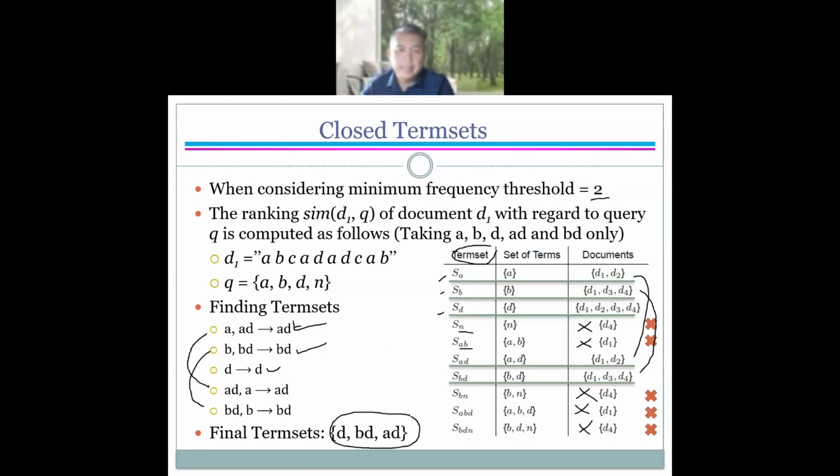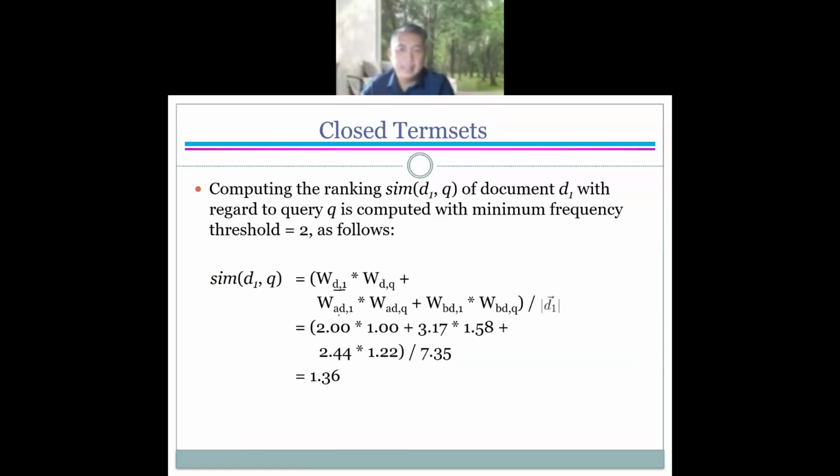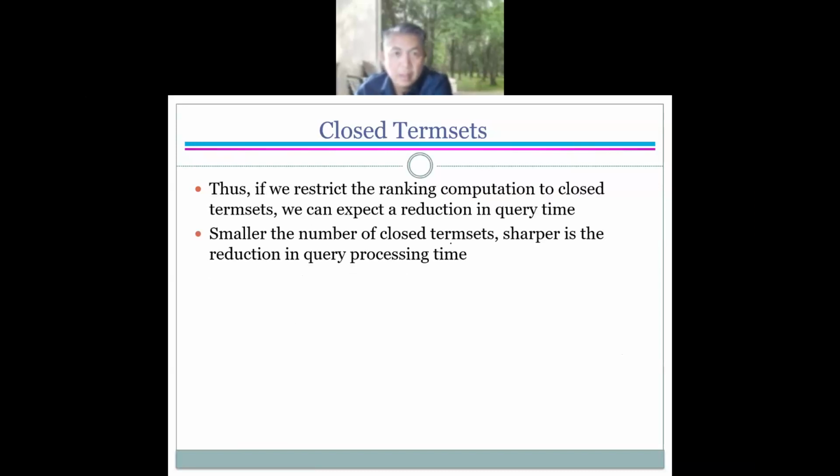So for D, BD, and AD. D, AD, and BD. Okay. So this is based on threshold 2 and also based on closed term set. Okay.